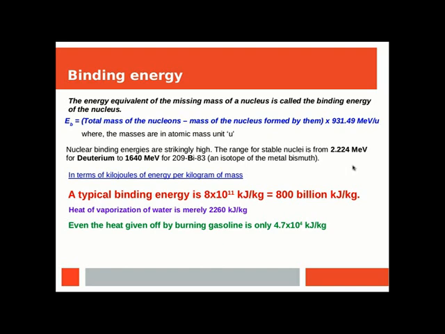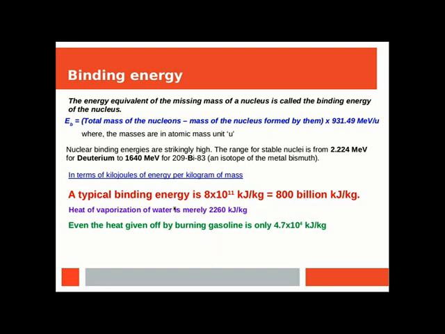Now, if you convert 2.24 million electron volts into kilojoule per kilogram of mass, you see that it comes out to be 800 billion kilojoule per kilogram. 800 billion. This is a whopping number. This number is astronomical. Now, if we compare it with the heat of vaporization of water, in the same units, we see that the heat of vaporization of water is 2260 kilojoule per kilogram. The heat of evaporation of water seems minuscule compared to this whopping number.